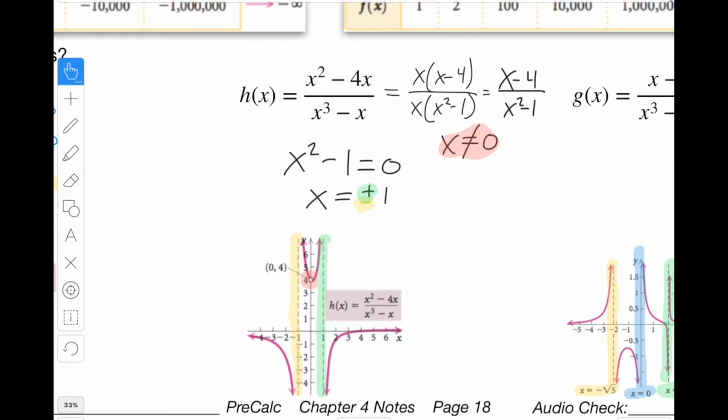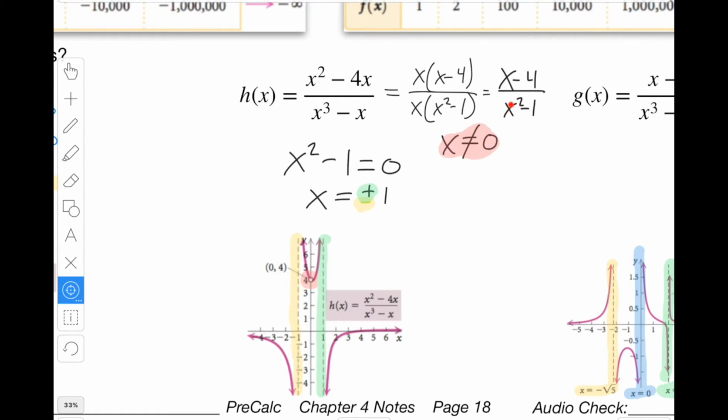Here, there's a little bit of simplifying you can do. If you factor out an x, you get x over x here, and they cancel, and you get x minus 4 over x squared minus 1. This function is equivalent to this function except where x is equal to 0. You can't let x equal 0 here because it used to be in the denominator. So although the other two, x equals plus or minus 1, do create zeros in the denominator, and they create the yellow and the green asymptotes, the x equals 0 creates this hole.